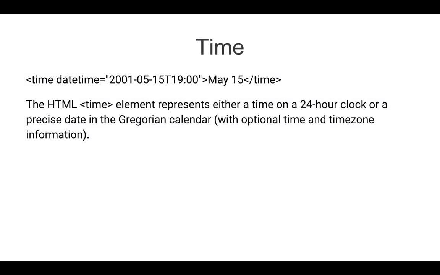Time is a good way to surround a calendar date or a physical time of day. One of the nice things about it is we can have a human readable time like May 15th, and then a machine readable time inside of the datetime attribute, which you can add onto the time's opening tag here.